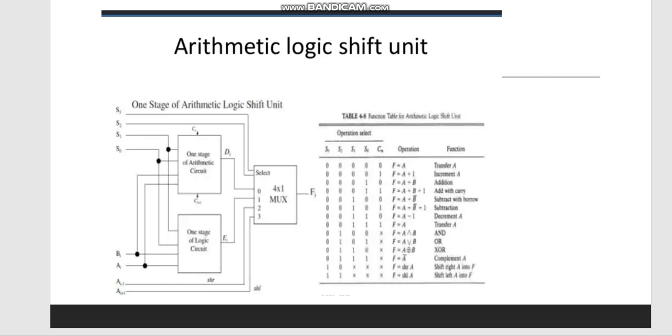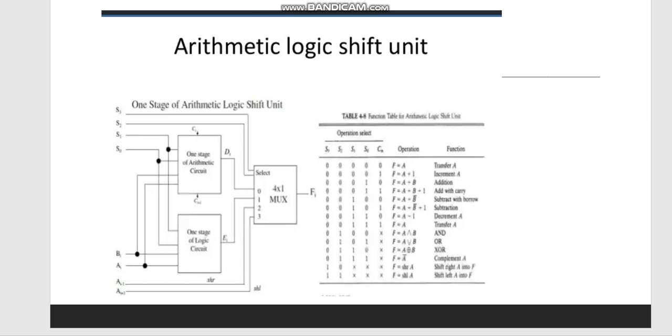The arithmetic, logic and shift circuits introduced in previous sections can be combined into one ALU with common selection variables. One stage of an arithmetic logic shift unit can be seen here. The subscript i designates a typical stage. Inputs Ai and Bi are applied to both the arithmetic and logic units. A particular micro-operation is selected with inputs S1 and S0.